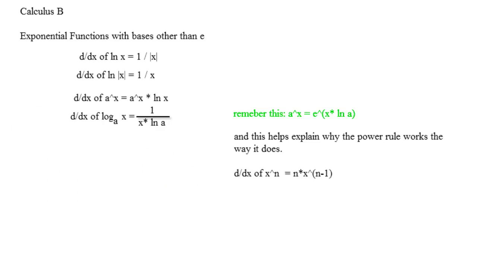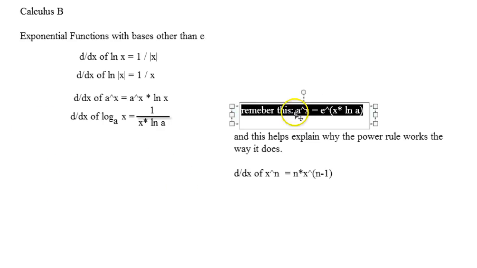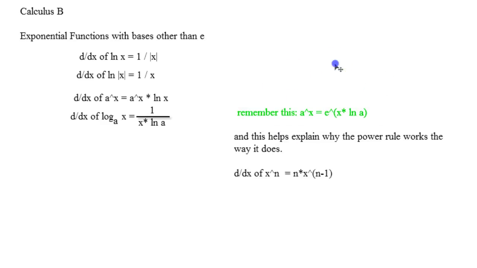Okay, and some stuff to also remember too, especially in this one right here, that a to the x is equal to e to the x times the natural log of a, and that's where this actually all comes from. And this part right here actually helps explain why the power rule works the way it does, that x to the n is n times x to the n minus 1, if you look at your rules of logarithms, and that's why logarithms are so important, especially in calculus.